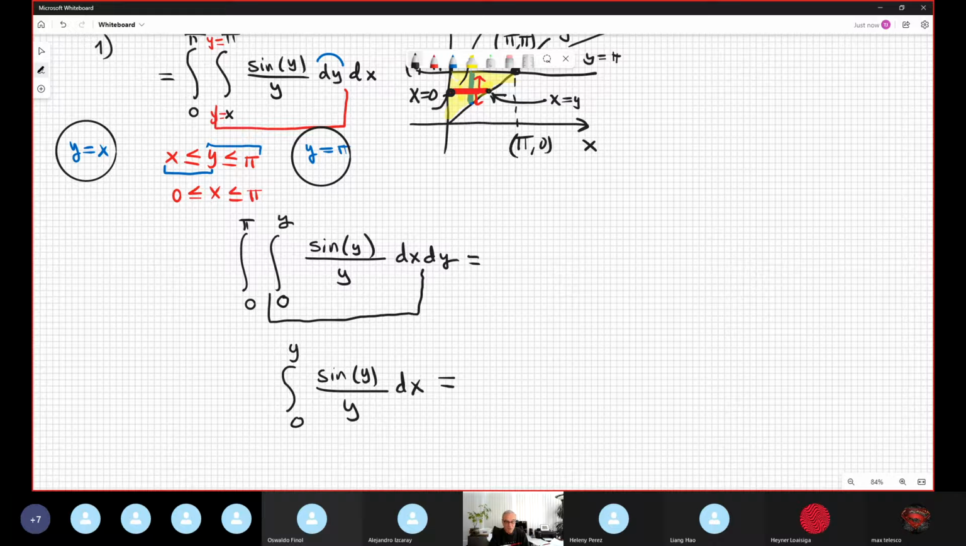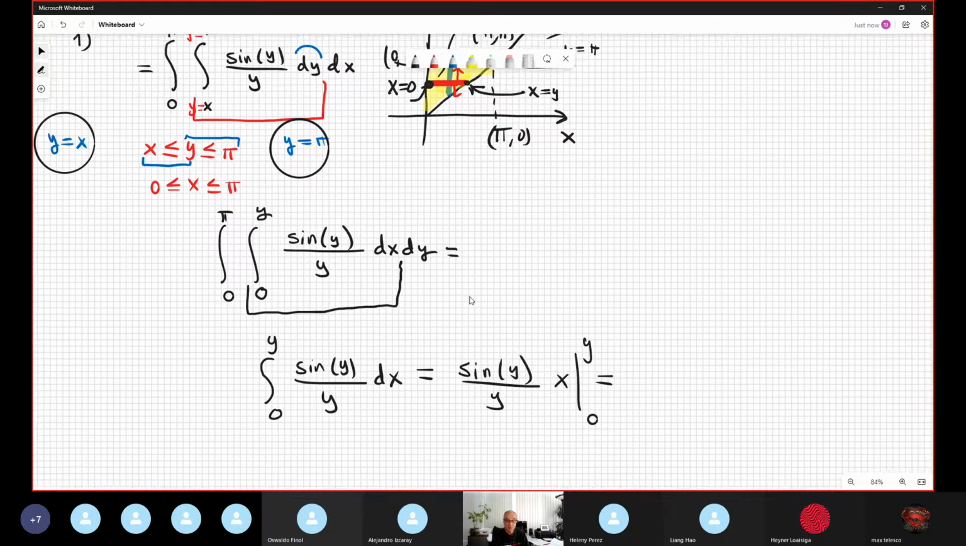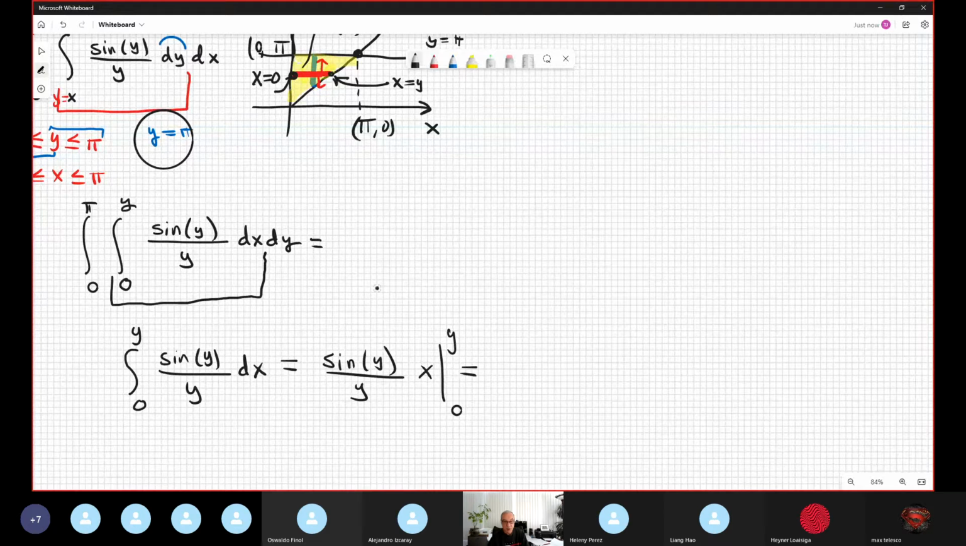The effect of this integral, I suppose, is constant, similar to the partial derivative. The integration of dx with respect to x is x, evaluated between 0 and y. Let's do it. Evaluate: y here and 0 here. Obviously 0 is nothing. So it stays sine y over y, multiplied by y minus 0, just y. This is cancelled and the answer so far is sine y.